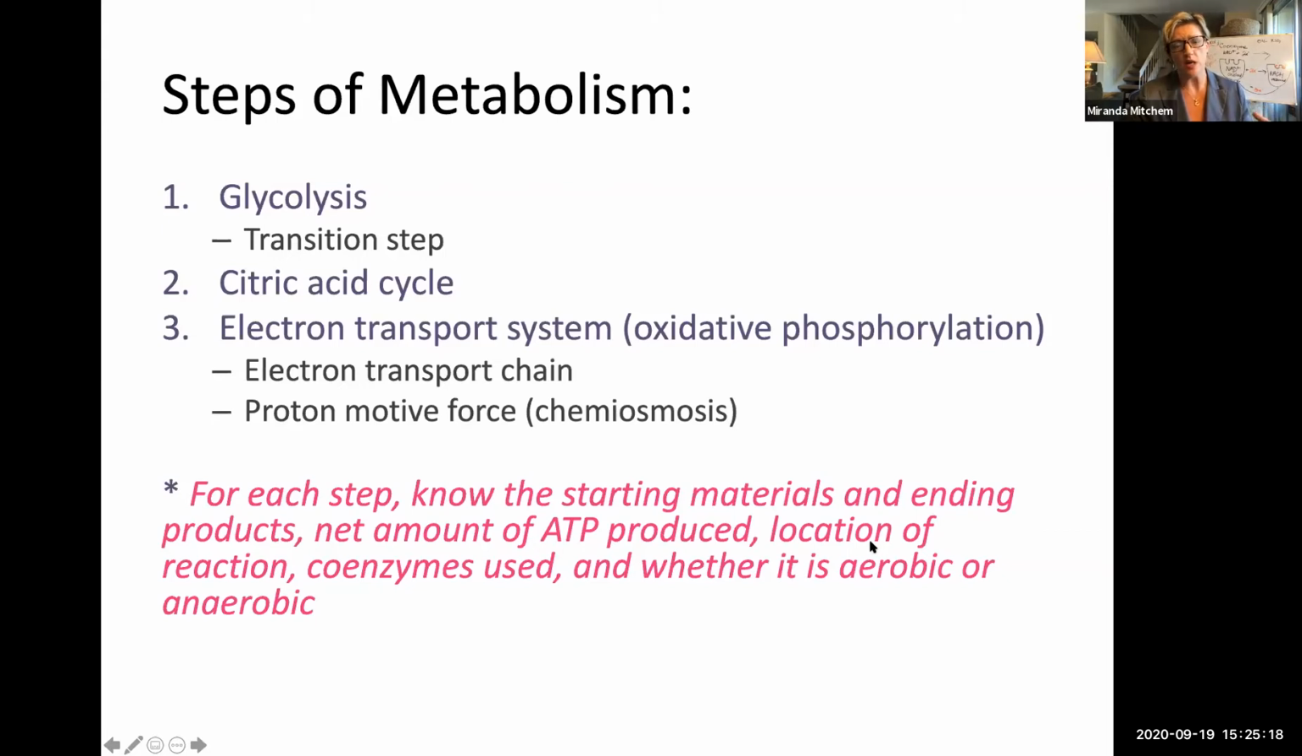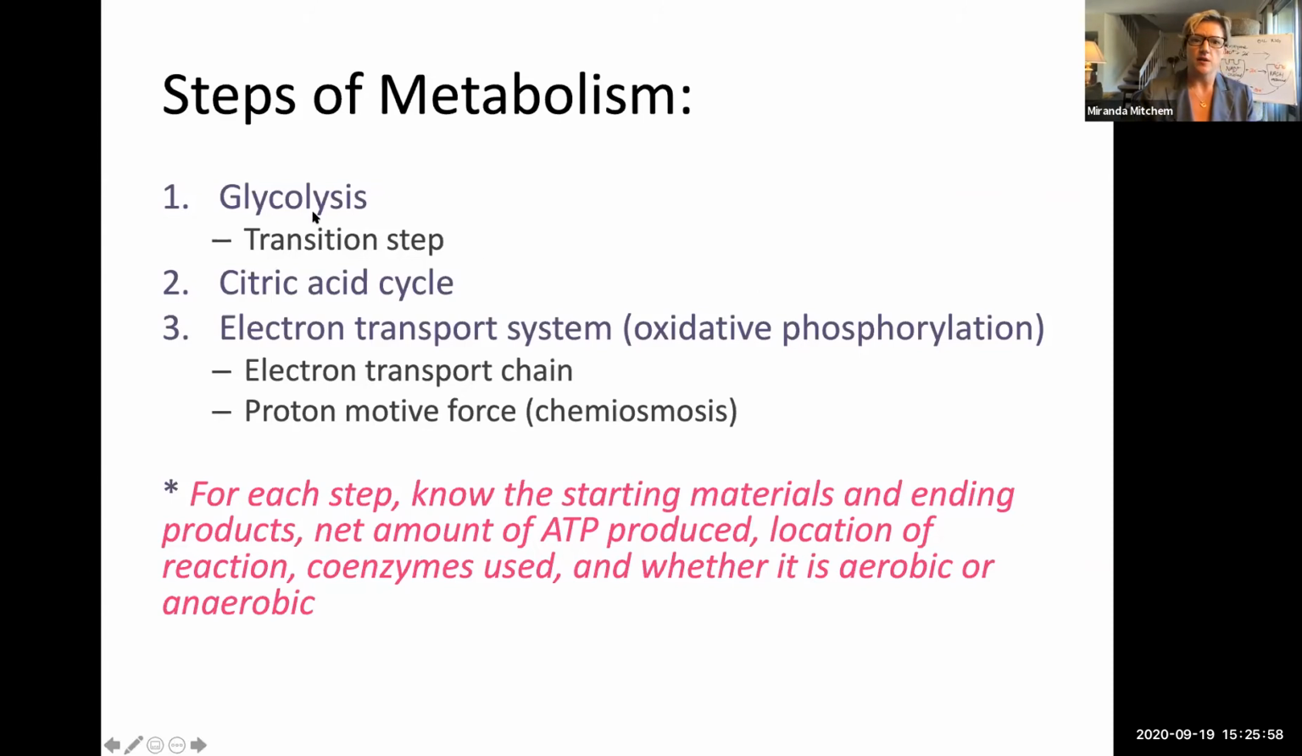Is it in the mitochondria? Is it in the cytosol? Is it in the outer membrane of the mitochondria, the inner membrane of the mitochondria? Which coenzymes are primarily used, and whether or not it is aerobic or anaerobic. And you'll see in the lecture objectives for this chapter, I gave you a nice table so that you can fill this information out. We've got a table in the slides as well that we'll look at. So glycolysis, citric acid, and then the electron transport system.